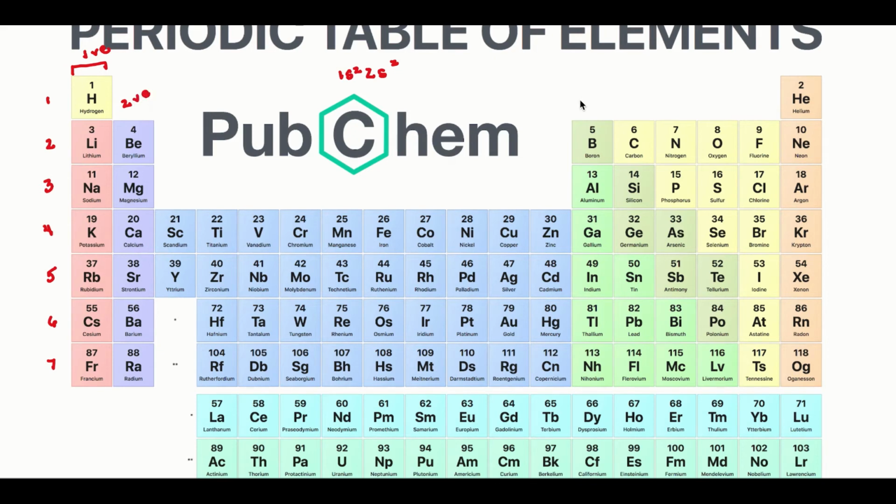And if you notice, we're going to start to have a trend. We're going to skip the transition metals. If I wrote out the electron configuration for boron, for example, it's going to be 1s2, 2s2, 2p1.